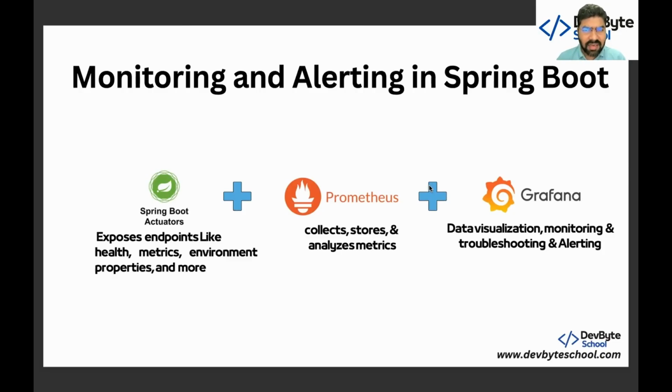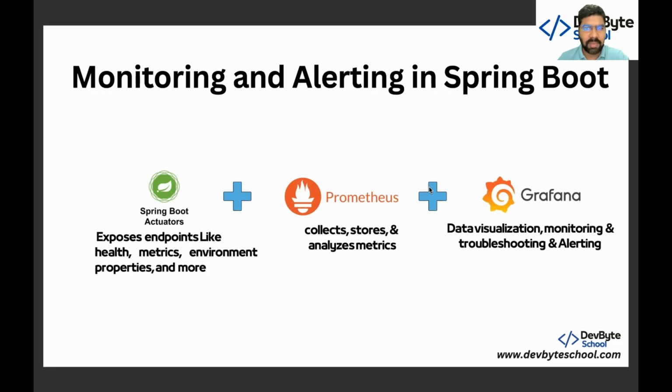Before starting a practical example, I will give you a small brief about these three technologies. First is Actuator. Actuator helps us expose important endpoints like health, metrics, environment properties, beans and so on. Prometheus is basically a collector and storage tool. Whatever data comes from Actuator, like heap records, Prometheus stores it, and you can also fire a query and check a graph.